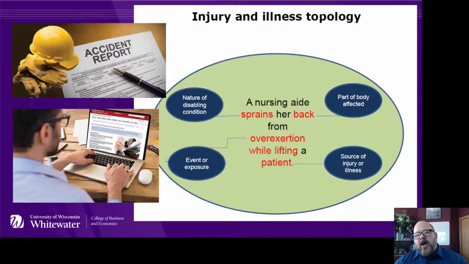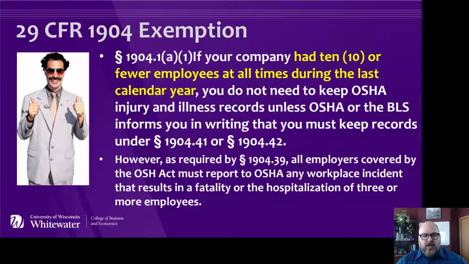Here's the typology of injury case. You see it's stated a nursing aide sprains her back from overexertion while lifting a patient. It's got the nature, body part, event or exposure, and the source of injury or illness. And that's information that's collected in the 301, put onto the 300 log. It doesn't make it to the annual summary because that's just purely the total numbers. But when we go to the Bureau of Labor Statistics and look at their Survey of Occupational Injury and Illness, you'll see this breakdown. They provide that kind of information, a breakdown by industry.